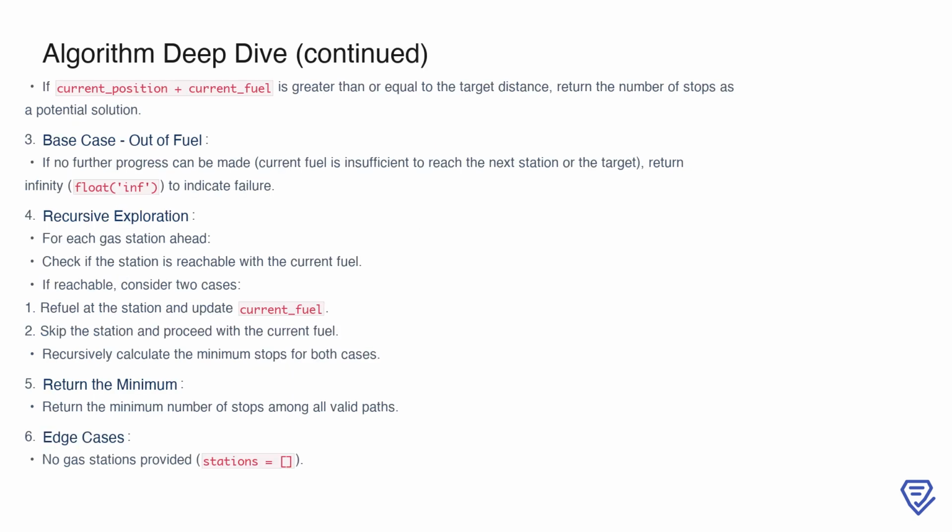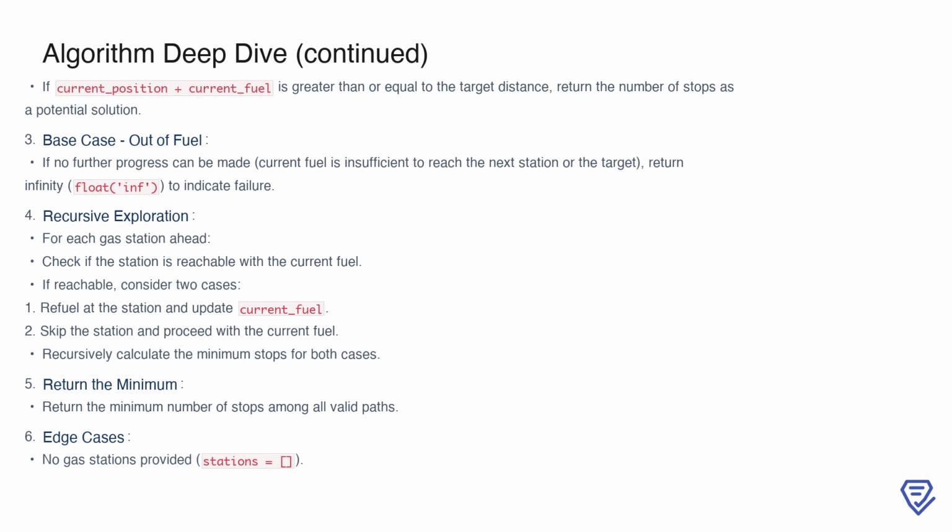When implementing the recursive function, we define two key base cases. First, if the current position plus the remaining fuel is enough to reach the target, we return the number of stops made so far as a valid solution. This represents a successful outcome. Second, if the remaining fuel is insufficient to make further progress, meaning we can neither reach the next gas station nor the target, we return infinity to indicate failure.